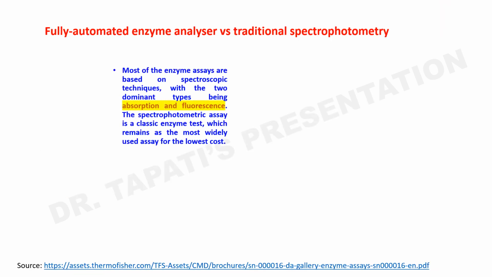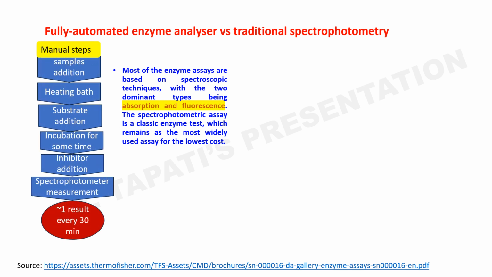Most of the enzyme assays are based on spectrophotometric techniques, with the two dominant types being absorption and fluorescence. The spectrophotometric assay is a classical enzymatic test which remains the most widely used assay for its lowest cost. All the steps involved are manual and lead to inconsistent results. This method is suitable when analyzing a few samples or enzyme type routine operations.